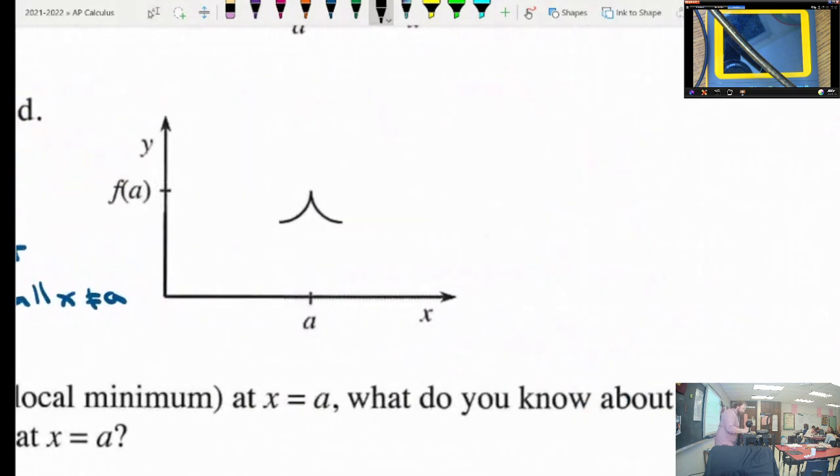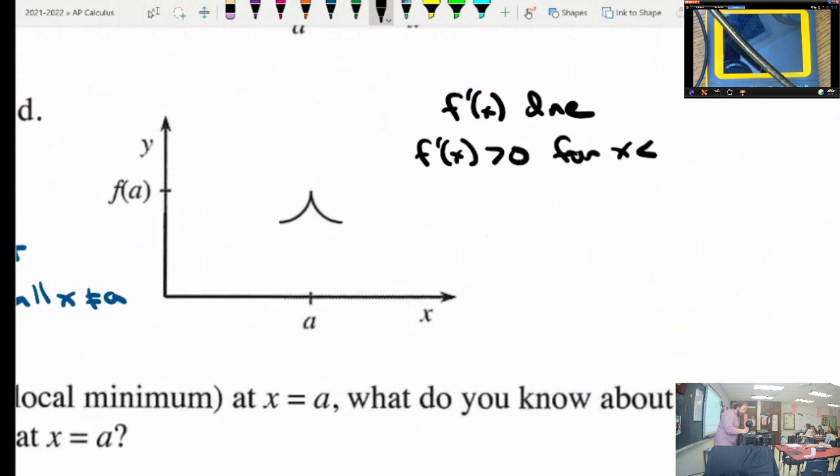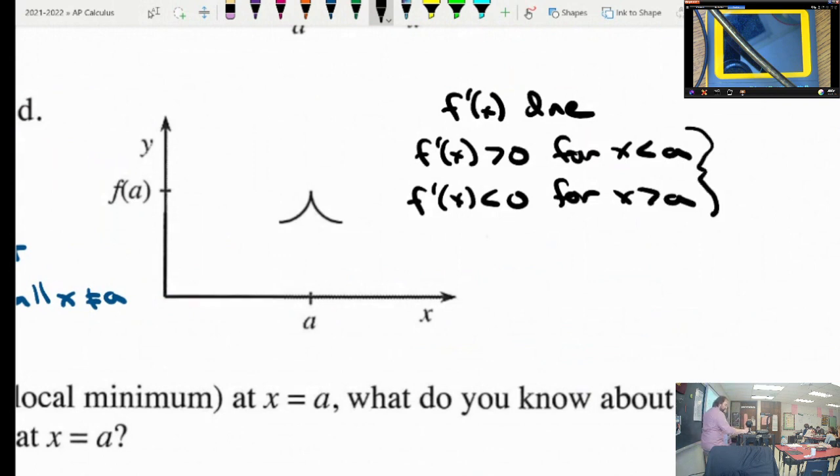We'll just write them together really quick. F prime of A does not exist, but f prime of x is greater than 0, increasing, for x values that are less than A, to the left of A. And the opposite is also true: f prime of x is less than 0, decreasing, for values of x that are greater than A. So this is still a maximum because the graph changes from increasing to decreasing, which forces a maximum.